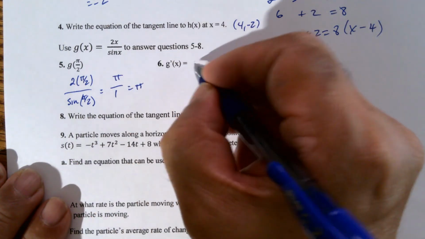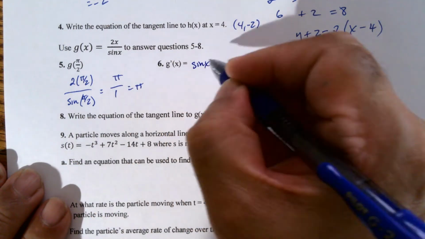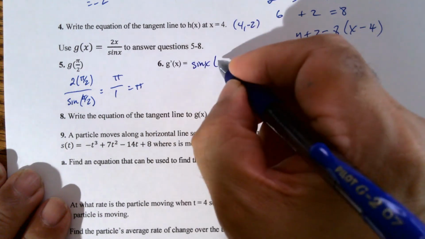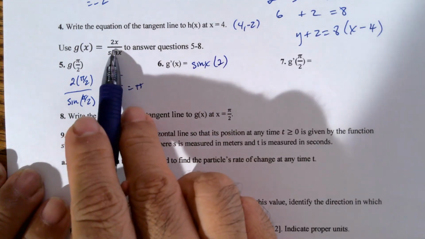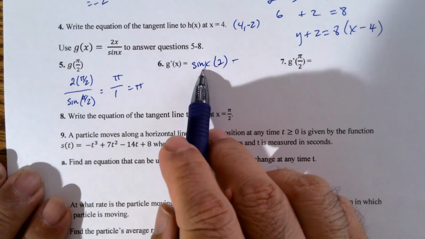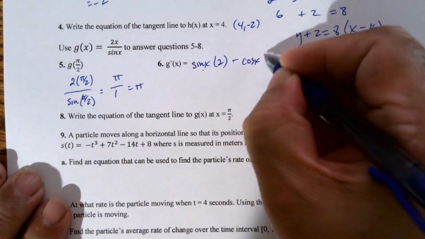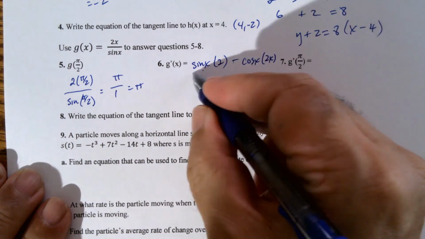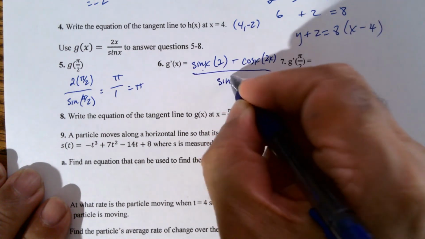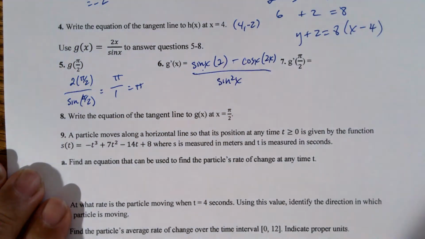So quotient rule says bring up the denominator times the derivative of the numerator. Derivative of 2x is 2, minus derivative of the denominator, derivative of sine x is cosine x, times the numerator, which is 2x, all over the denominator squared. Okay, so that's the derivative.